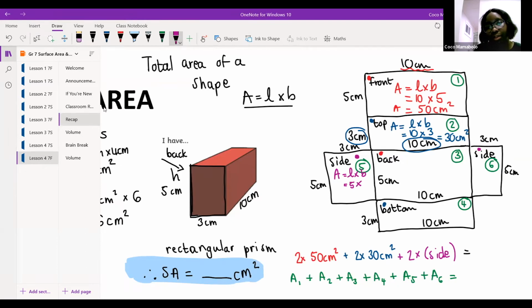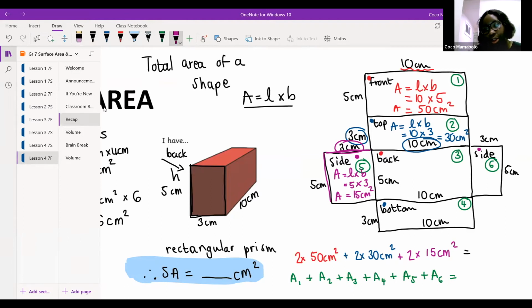10 centimeters. Oh, no, have a look. 5 centimeters as well, isn't it? That's the length. That's the long side. What is the short side? This side over here. That's 3 centimeters. Excellent. So I'm going to have 5 times 3. So my area of my side is going to equal? 15 centimeters squared, ma'am. Excellent. I'm going to go back to the part where I wrote side and replace side with 15 centimeters squared.